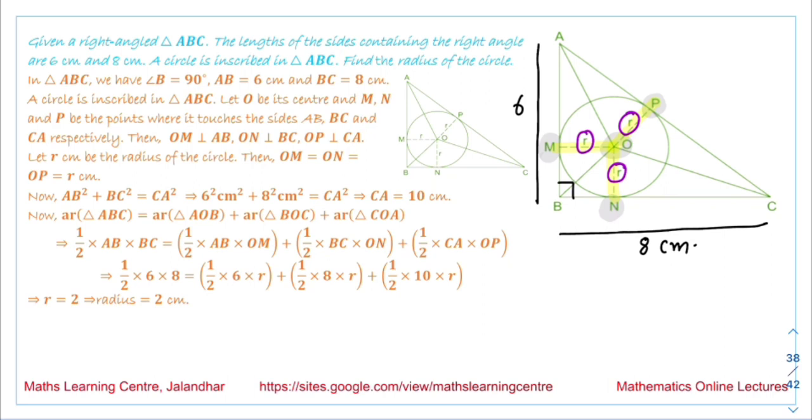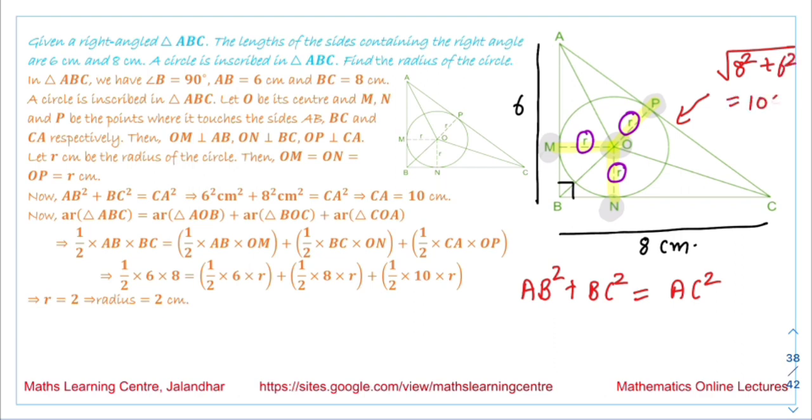Now AB square plus BC square is equal to AC square. So the length of AC is the square root of 8 square plus 6 square, and the value we get is 10 centimeter. This is 6 centimeter, 8 centimeter, and this value is 10 centimeters.